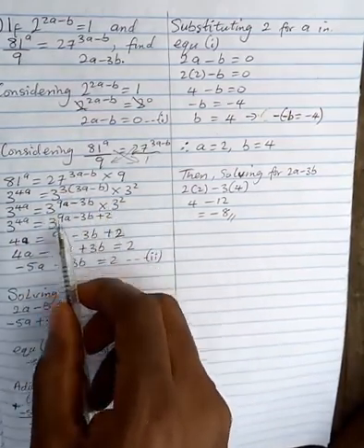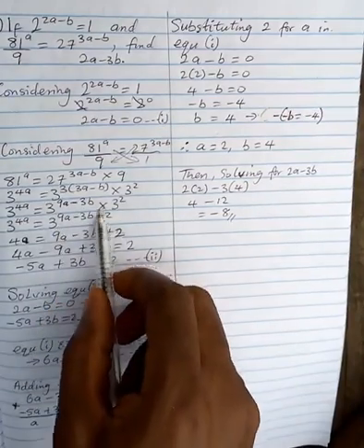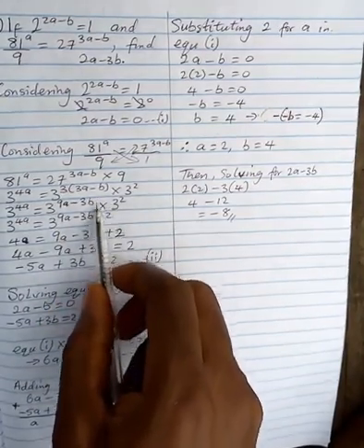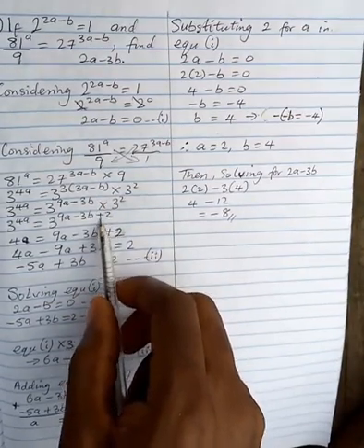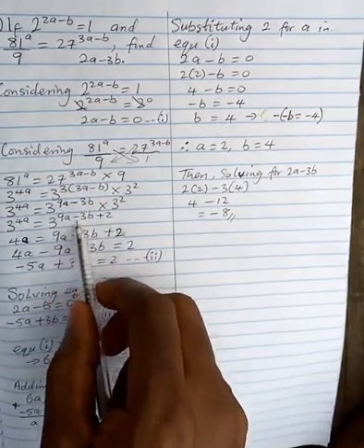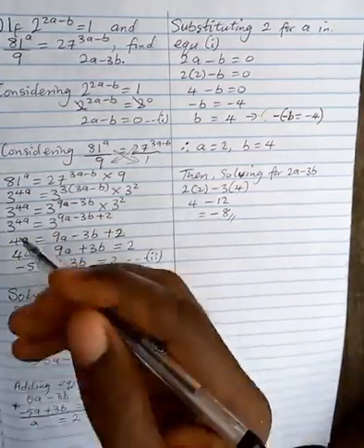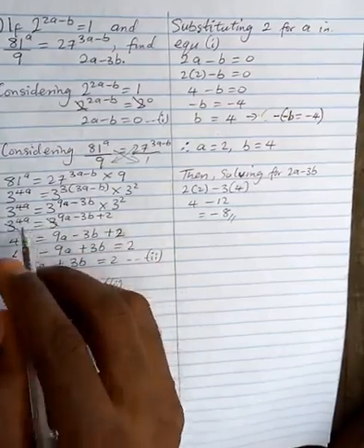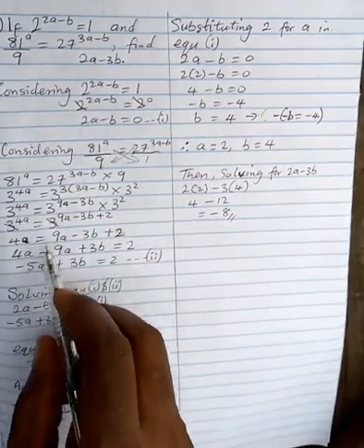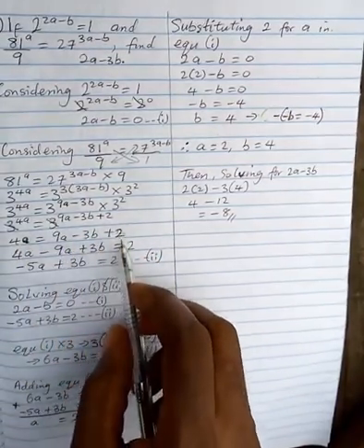So since there are 2, we take one of the bases and apply the law here. This is multiplication, so the law says we should add up the powers, taking one of the bases. So we now, since the bases are the same and single on both sides, cancel out the bases and equate the powers. So we now have 4a equals 9a minus 3b plus 2.